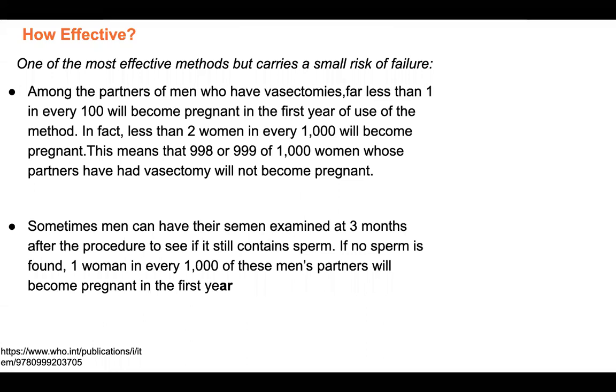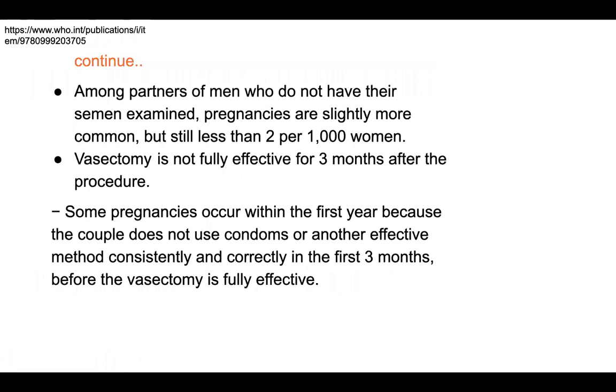Sometimes men can have their semen examined at 3 months after the procedure to see if it still contains sperm. If no sperm is found, one woman in every 1,000 of these men's partners will become pregnant in the first year. Among partners of men who do not have their semen examined, pregnancies are slightly more common, but still less than 2 per 1,000 women.